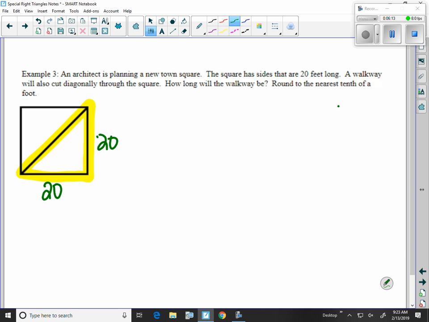Okay, so if I redraw that triangle, I have 20, 20, and then I have the diagonal. We're trying to solve for the diagonal. To do that, we need a 45, 45, 90 triangle, or a 30, 60, 90, but we're talking about 45. So if we look, we have 90 degrees. What do you know about all the angles of a square? They're 90, but what if I cut it in half?